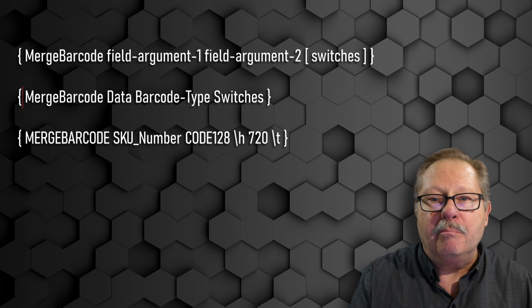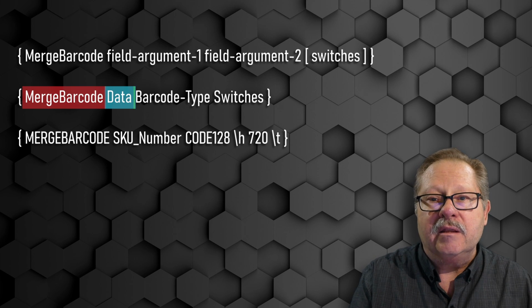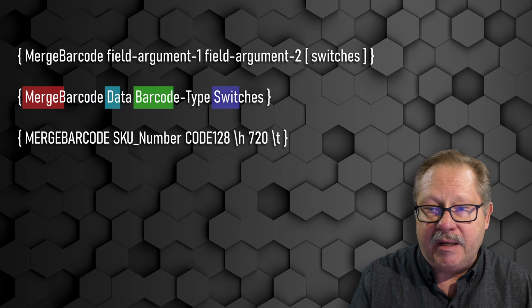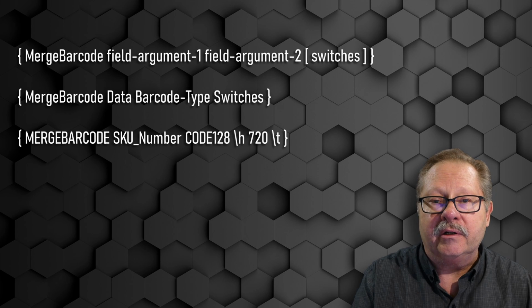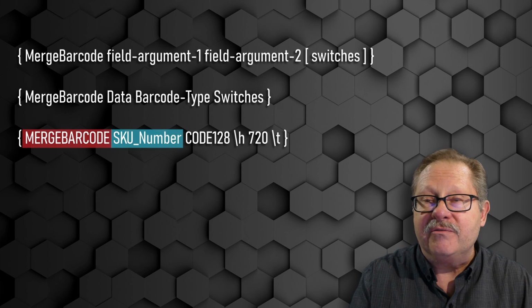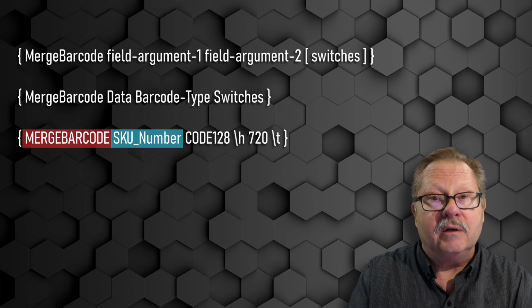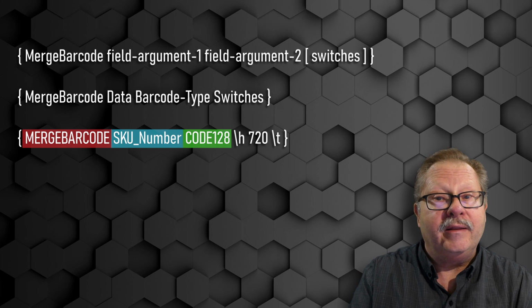In other words, merge barcode is your first command, the data comes next, the barcode type comes next, and then the switches come next. So it's going to look like this when you're done down here. So merge barcode, in my case, the field name that I'm going to be choosing is called SKU number. I'm going to use code 128 for the type of barcode, and then here are the switches.